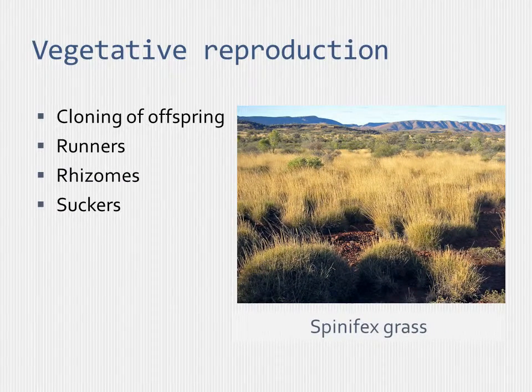Vegetative reproduction is a form of asexual reproduction where offspring is cloned directly from the adult plant through runners, rhizomes, and suckers. Spinifex grass reproduces through runners which grow out from the parent plant and form individual roots and leaves.